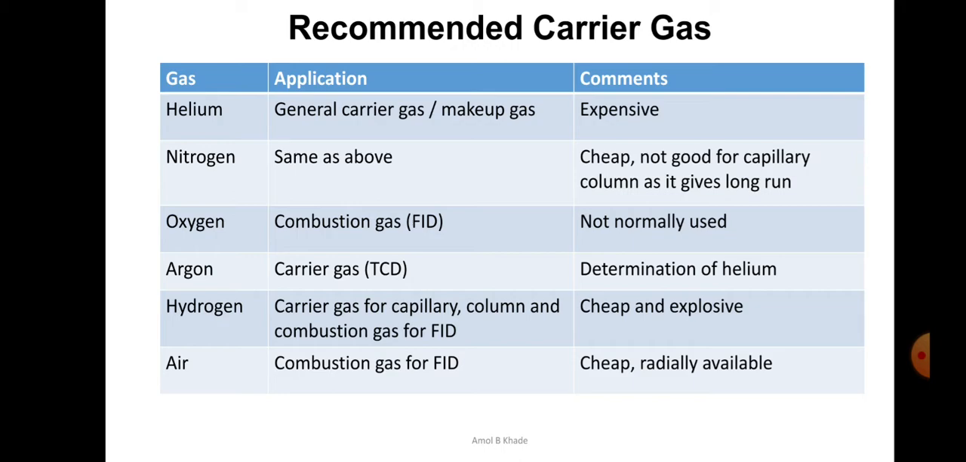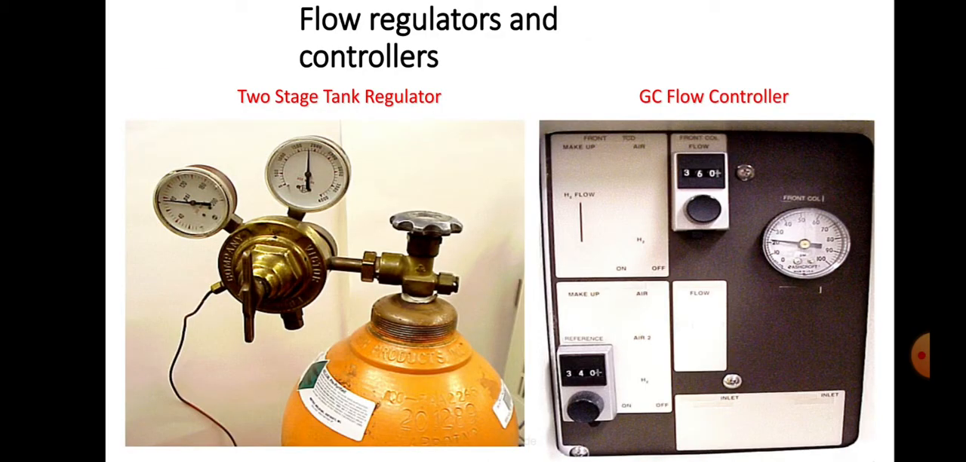And the last one is air. So it is a combustion gas for FID. It is again cheap and readily available. So all of these are the gases which are recommended for gas chromatography. However, usually we prefer nitrogen, helium and hydrogen as a carrier gas in the gas chromatographic technique. Now after the carrier gas, the next part of the instrumentation is the flow regulators and the flow controllers.